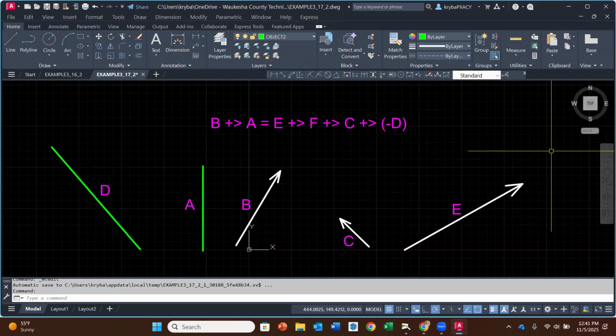I added in the equation as well with the vectors known and unknowns.